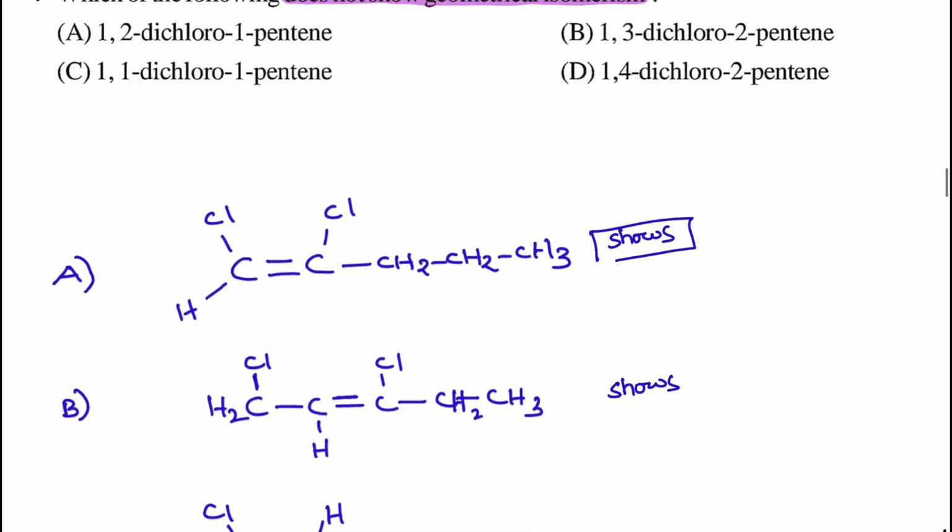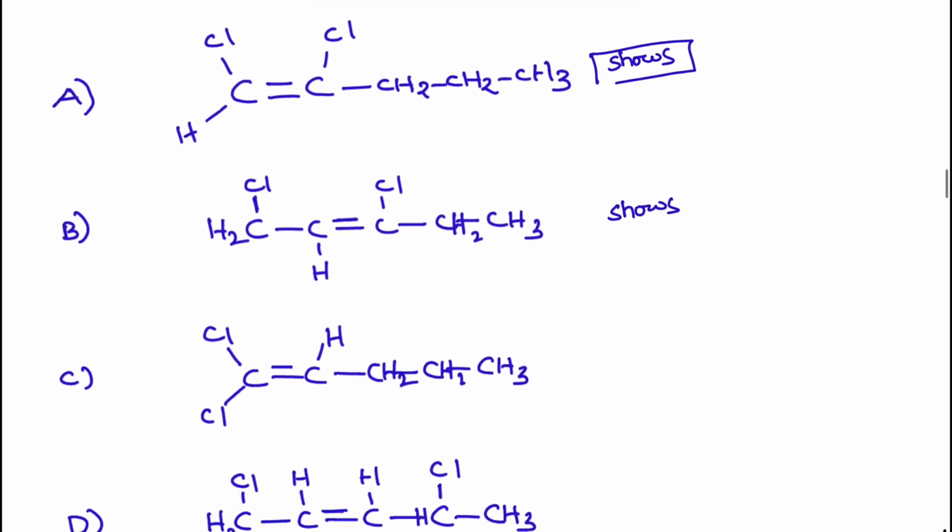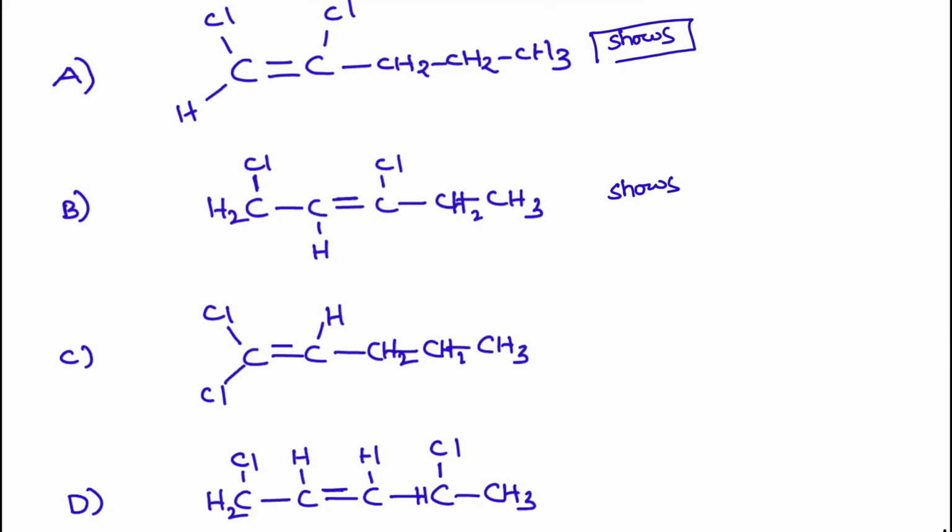And the third one is 1,1 dichloro 1 pentene. But most importantly, on this particular carbon, both are chlorines. So this molecule does not show geometrical isomerism. So answer must be C. So this is a single correct, so obviously you need not check option D.